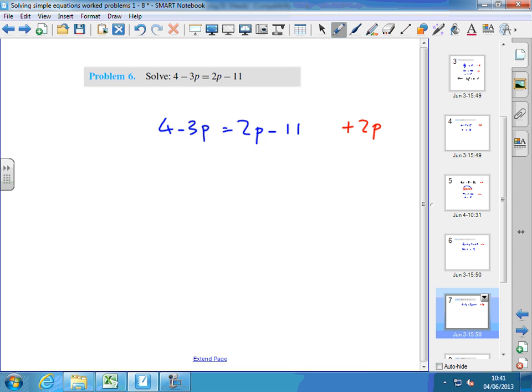So I end up with 4 equals 5p minus 11. Now add 11 to both sides to get rid of the minus 11 on the right hand side, and carry on and see if you can complete that and check.